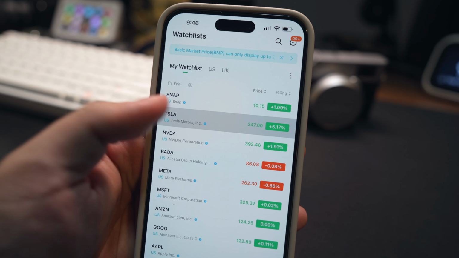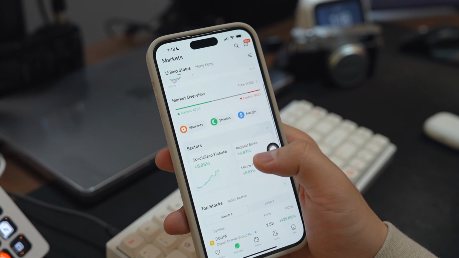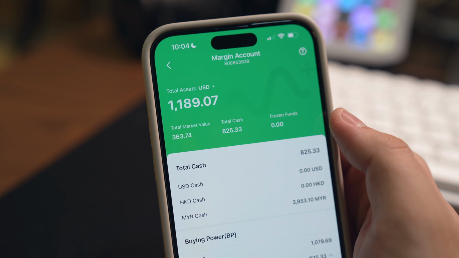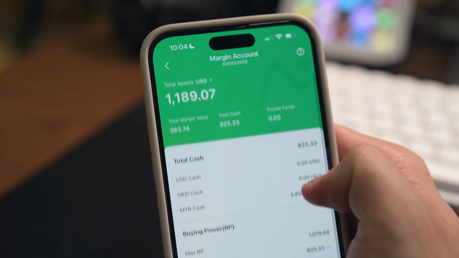Hi friends, in this video I will show you everything you need to know about the M+Global app. What are the features available, how to use them, how to buy and sell US stocks, how to deposit money, etc. so that you can get up to speed with investing in the US stock market quickly, especially if you're totally new to the investing world.